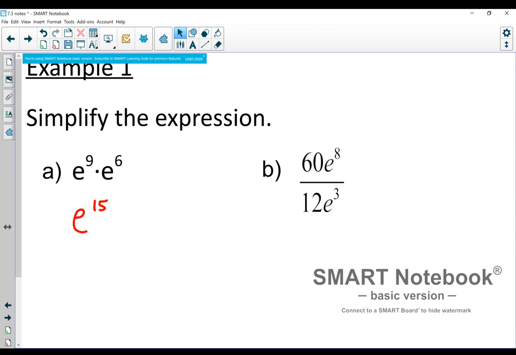For example b, we could divide the 60 divided by 12, and that's going to give us 5. And then I can subtract my exponents for e. 8 minus 3 would be 5 as well, so 5e to the 5th.